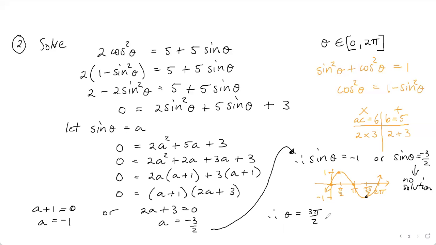So there you go. What I want you to take away from that is the strategy of identifying when you need to use the Pythagorean identity to help get your equation in terms of one trig function only. And then secondly, being able to recognize when we have a quadratic setup, and you're going to use that technique there to make it easier to find your solutions.